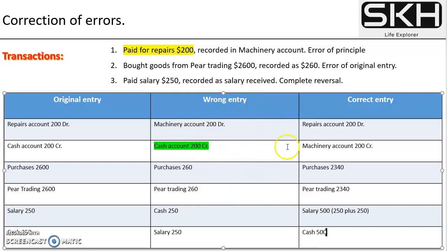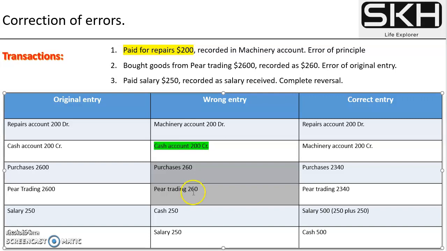So this is how we rectify the error of complete reversal. So students, these are the errors which actually do not affect the trial balance. Why? Because look at the mistake that we have made. In both accounts, we have made the mistake. So both accounts are recorded with mistakes. As per the double entry system, the debit and credit sides are equal, so there will be no effect on the trial balance. The trial balance is only affected when debit and credit are not both recorded, when one of them is missing.